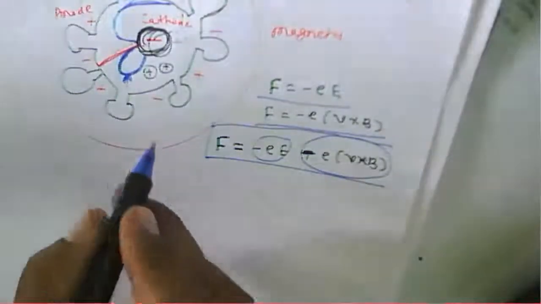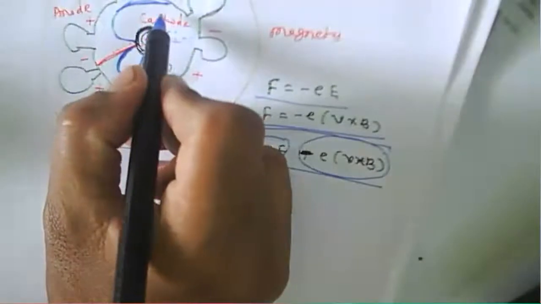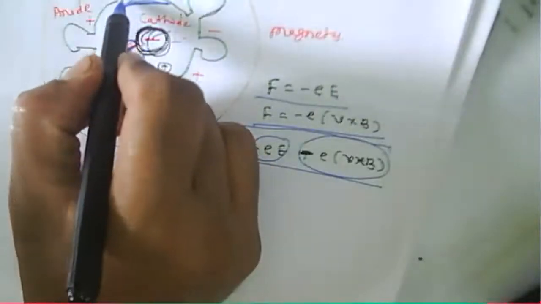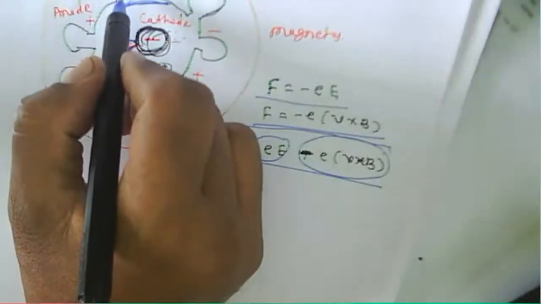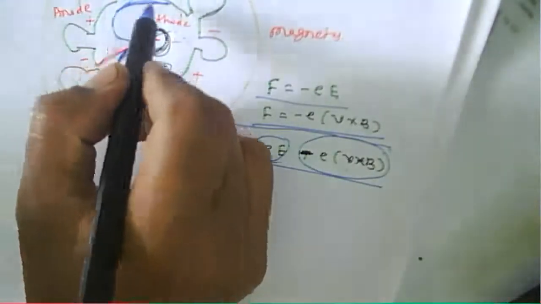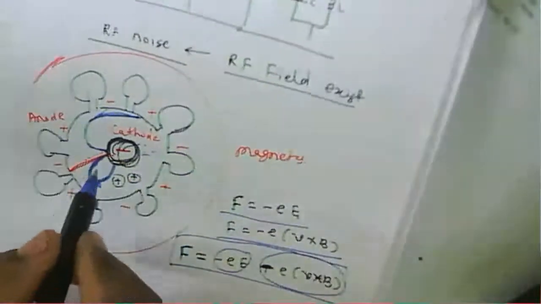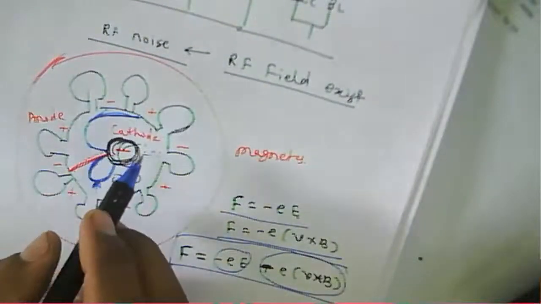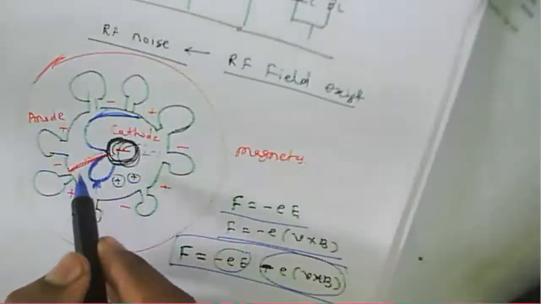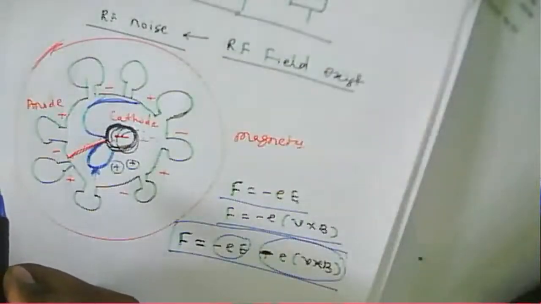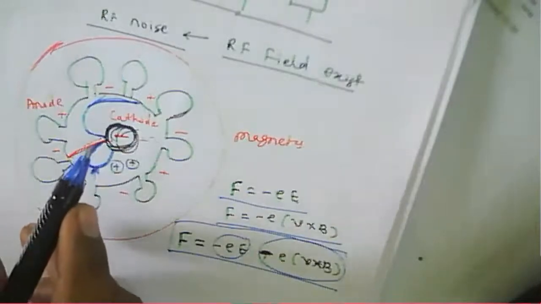So now these are the cavities, and we can say that there is some RF noise voltage, and because of this RF noise voltage there will be some RF field. As I said earlier, the RF field is there. So some of the electrons are accelerated and some of the electrons are retarded. The accelerated electron and the electron in a retarded field, that is about the space here.